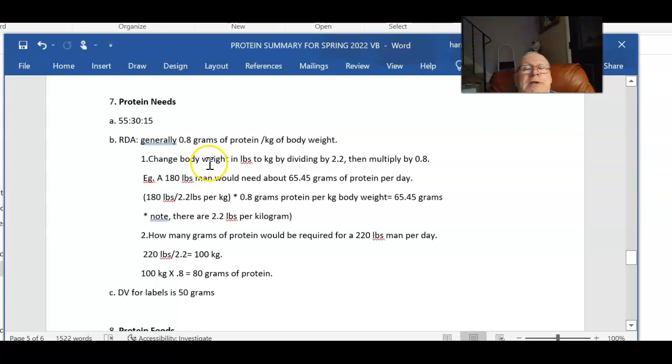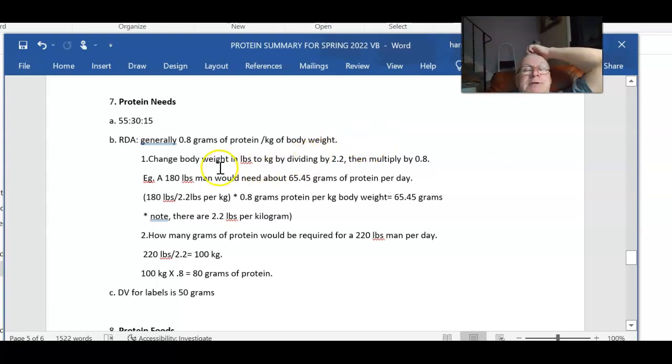However, there's another way to do it that most people use, and that's this. For every kilogram of your body weight, you need 0.8 grams of protein. This is kind of like a rule of thumb that a lot of people use. So to calculate how much protein you basically need, you need to take your body weight in kilograms, and essentially you wouldn't have to, but you could change it to pounds.